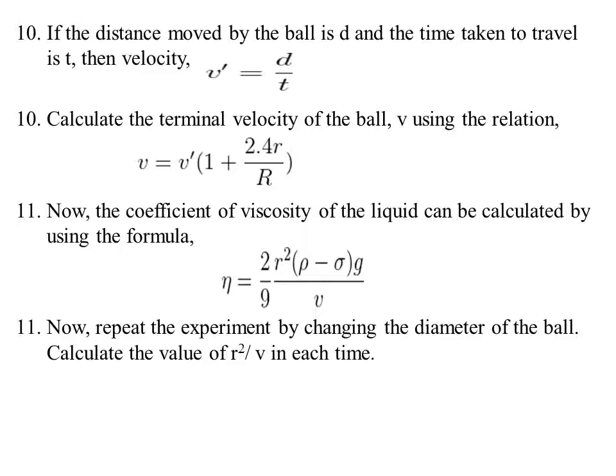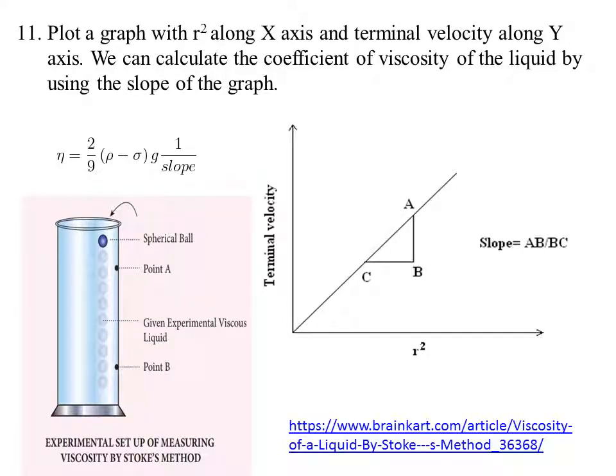The terminal velocity can be calculated by v = v′(1 + 2.4 r/R), where small r is the radius of the ball and capital R is the inner radius of the tube where the liquid is kept. So you can measure eta = (2/9) r²(ρ − σ)g/v. Now repeat the experiment with different balls, where you can change the diameter or the radius of the ball, and calculate r²/v every time. Thus, use this for determining the viscosity of the liquid.